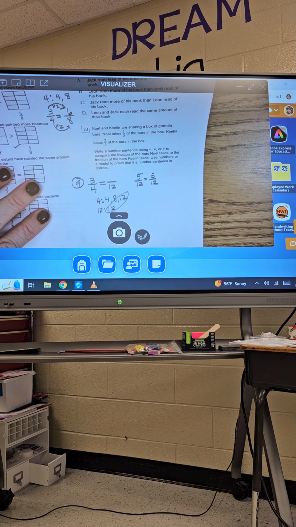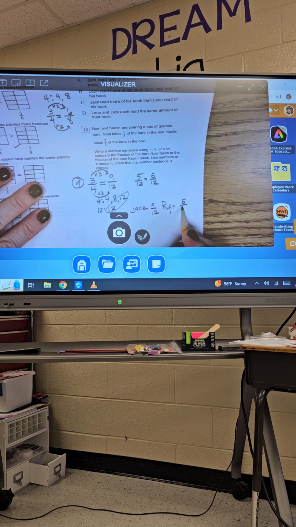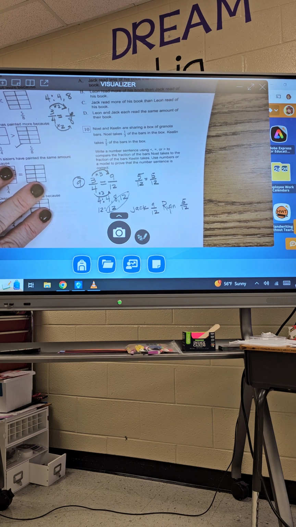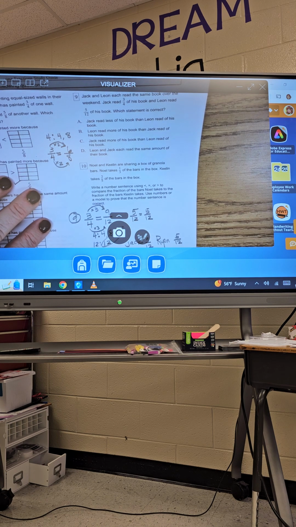What did I do to 4 to make it a 12? Mathematically, I multiplied 4 times 3 to get a 12. So what do I have to do to the 3? 3 times 3 gives me 9. So Jack read 9/12. Leon read 5/12. I'm not finished. I have to look back at my 4 answers and see which one fits.